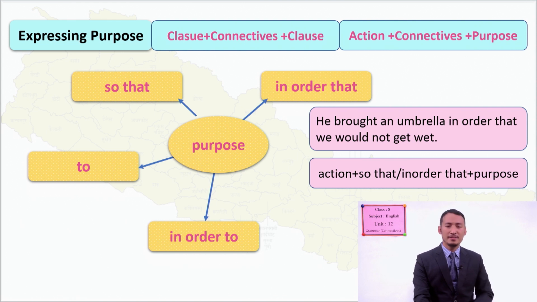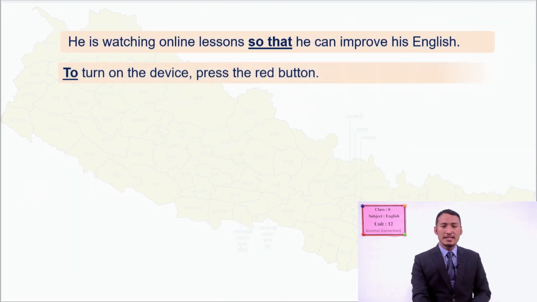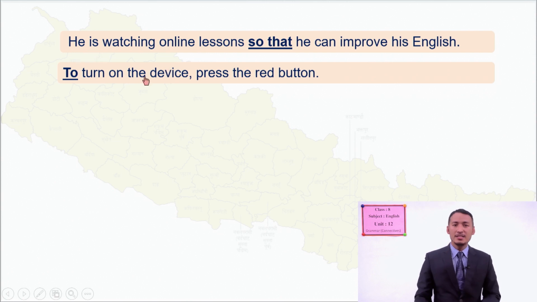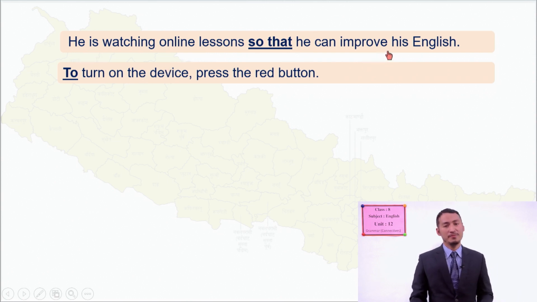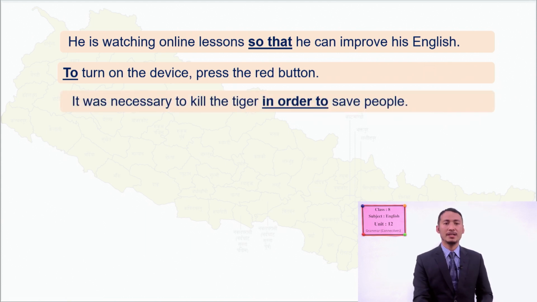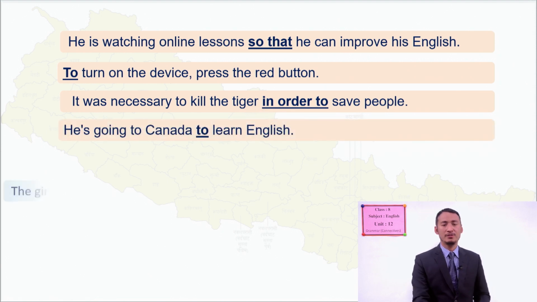We will have another exercise later, so please have a look at this example and the structure. Now let's see more examples for understanding them better. He is watching online lessons so that he can improve his English. To turn on the device, press the red button. It was necessary to kill the tiger in order to save people. He is going to Canada to learn English.